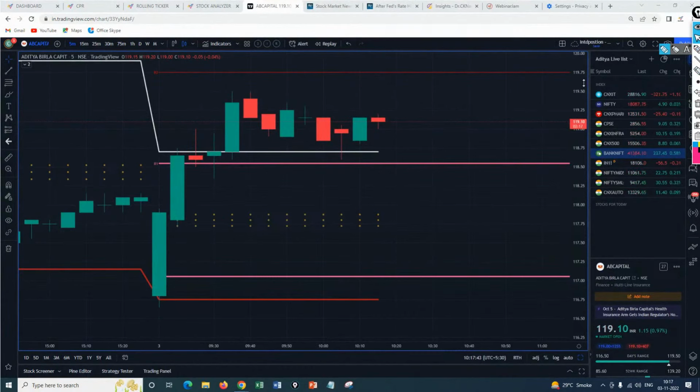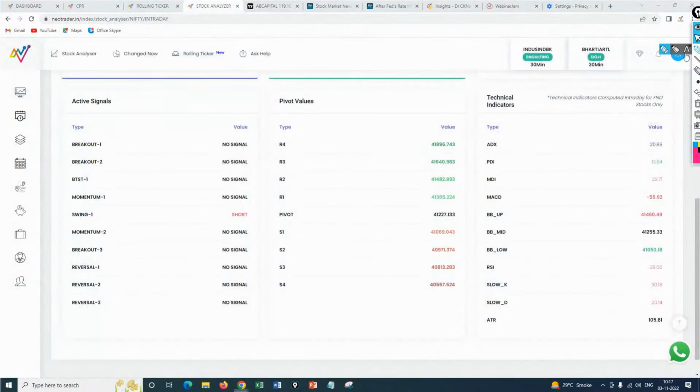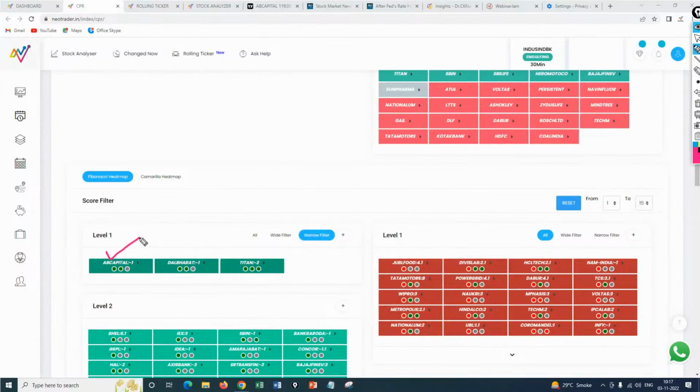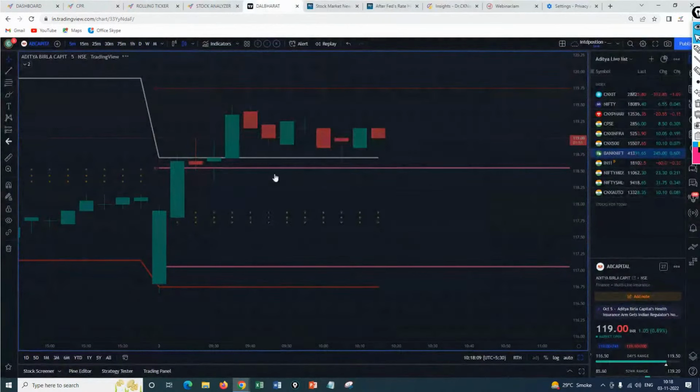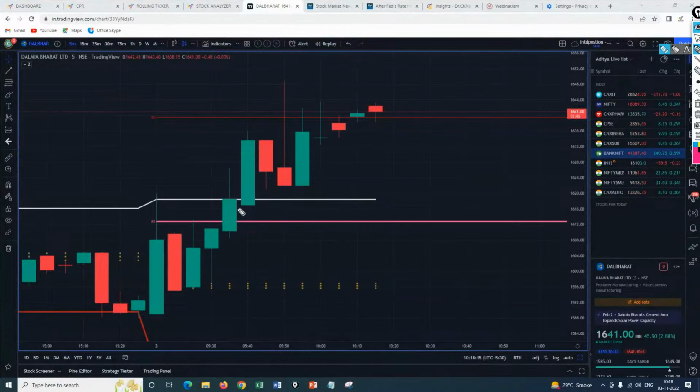If it is going to break R3, then R4 is going to be our next target. If you go to the stock analyzer page, you will be able to find all these levels: R1, R2, R3, R4. Another important thing is the one that comes here, that is the most recent trade. Dalmia Bharat and AB Capital will be the most recent stocks that have come. Immediately, you will get it here.